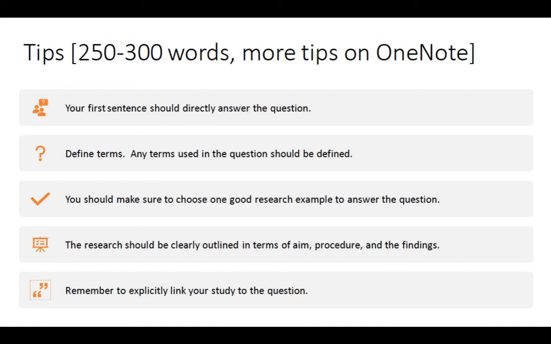So this is the basic idea of SAQ questions. I had put more tips on OneNote. I can copy and paste that, but I think this should give you a better and easier understanding of it.